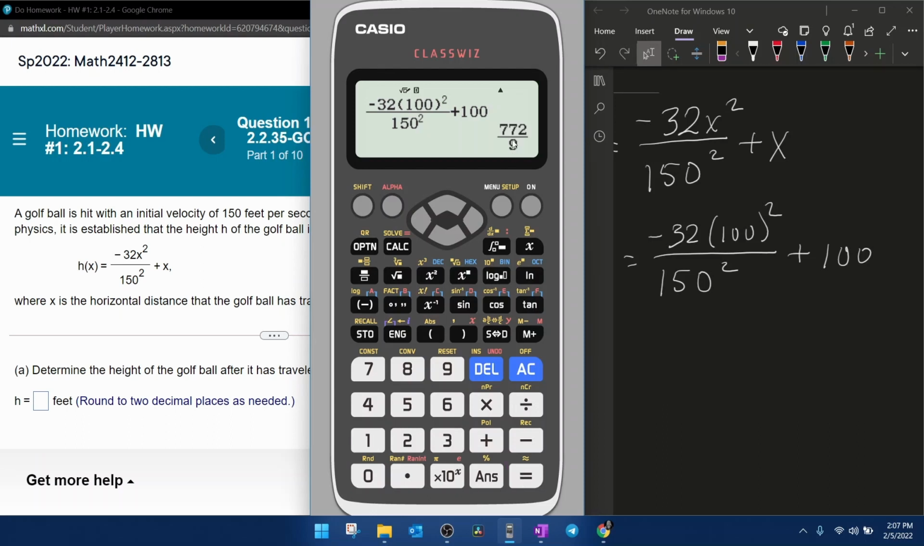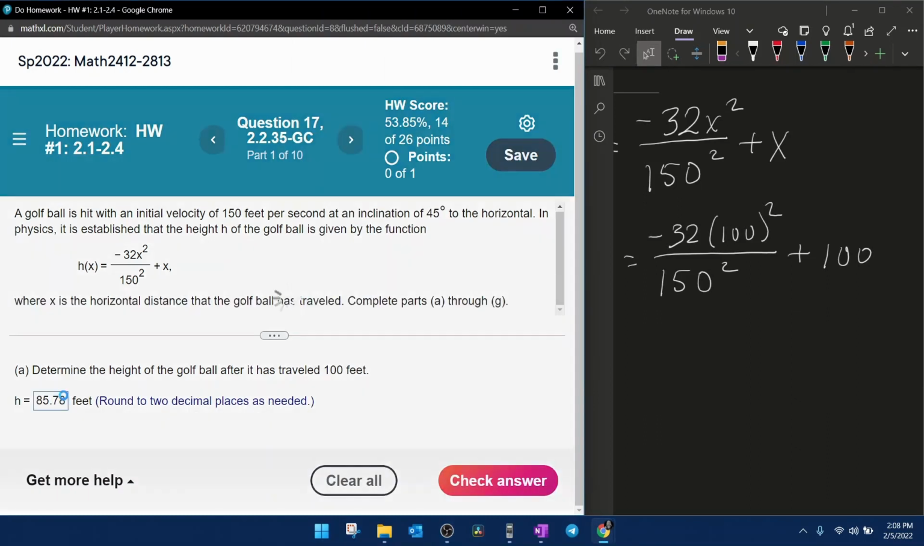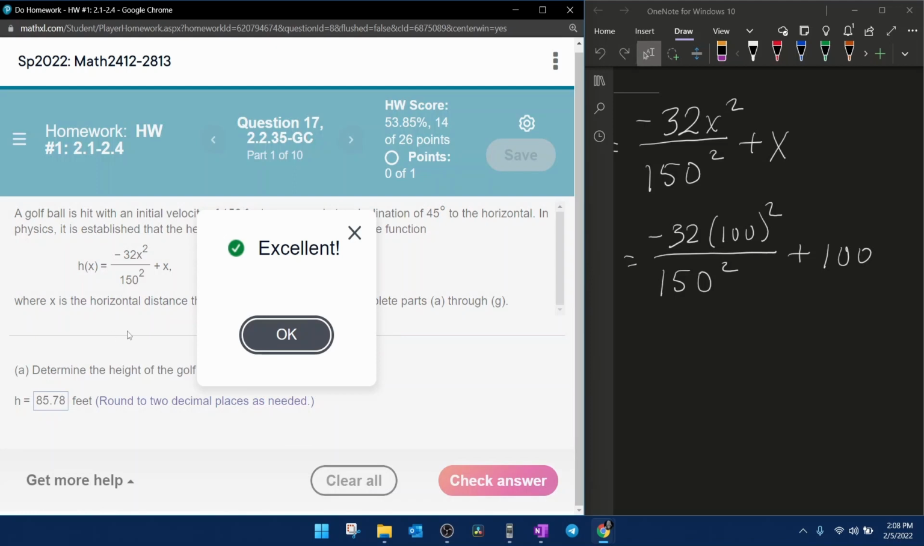And notice that the ClassWiz gives us an improper fraction. I believe what we would like to have is a decimal rounded to 2 decimal places. So we're going to have to hit the SD button. Rounded to 2 places would be 85.78 is the height of the golf ball after it travels 100 feet.